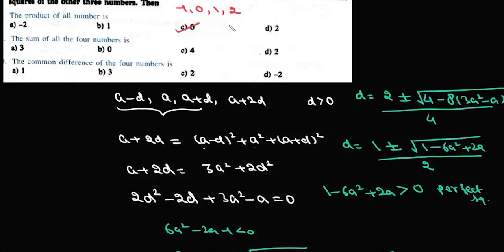Now what is the sum of all these numbers? The sum of these 4 numbers is simply 2. And what is the common difference of the four numbers? We know that the value of d here is 1, and that's your option A. So the correct options are C, D, and A.